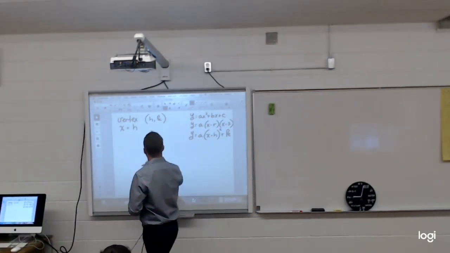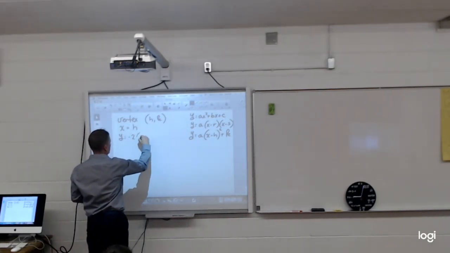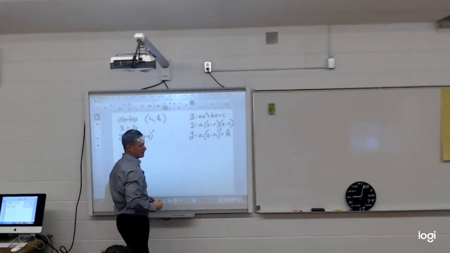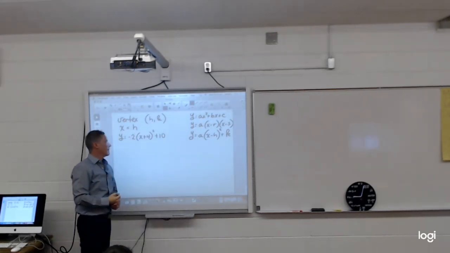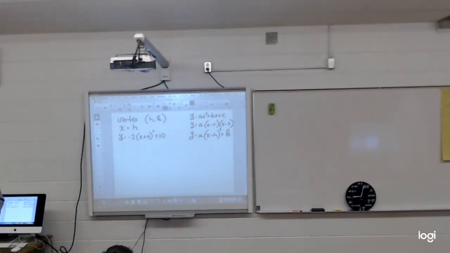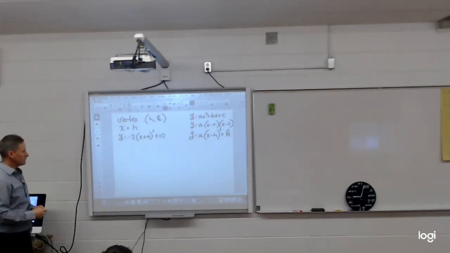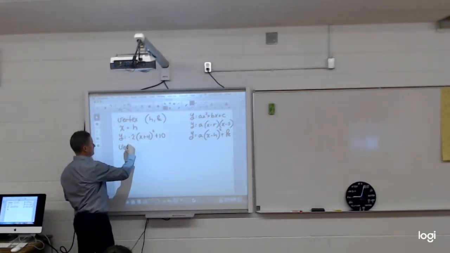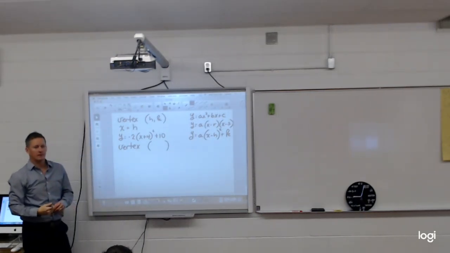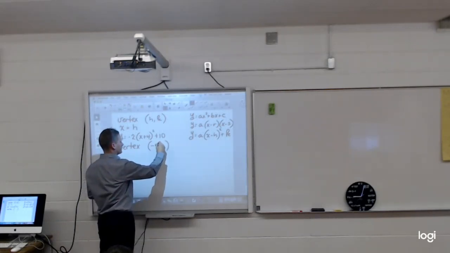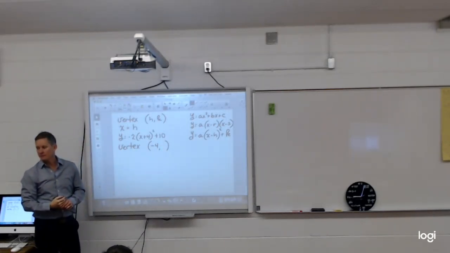Y equals -2(x + 4) squared plus 10. Okay, so there's my equation. A is negative, therefore which way does it open? Down. Opens down, right? My vertex in this equation is what? What's your H value? Negative 4. And what's my K value? 10.